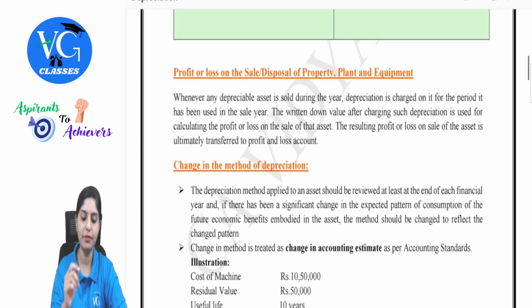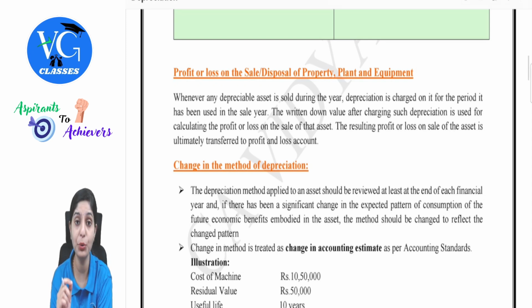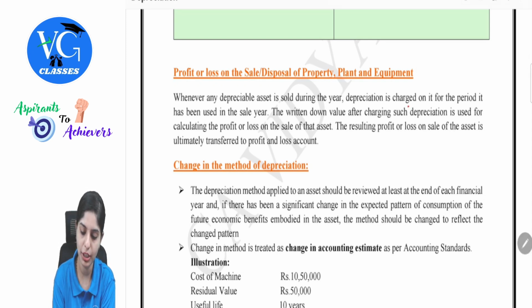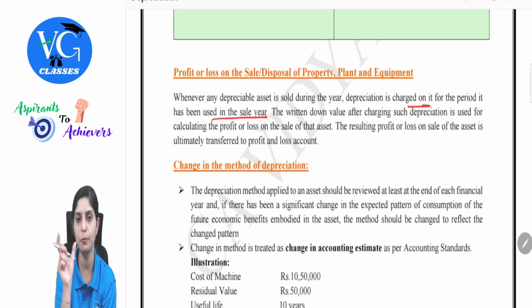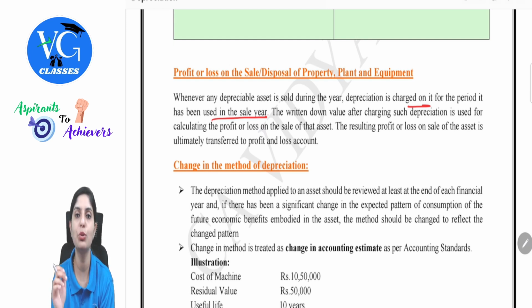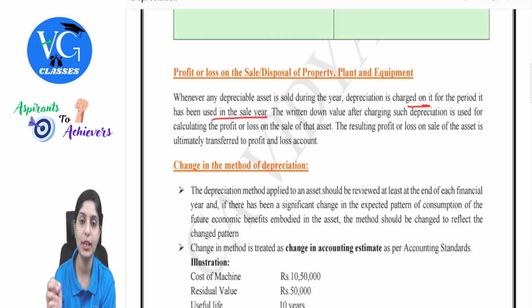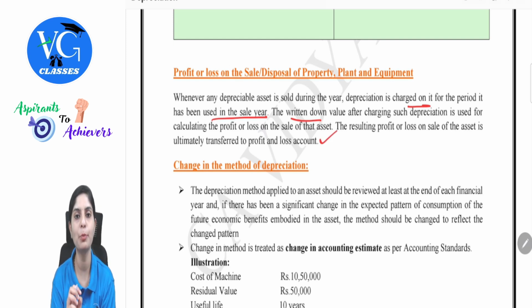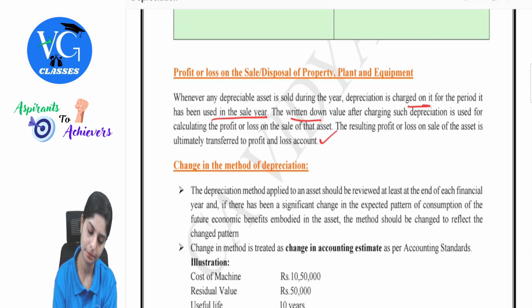So what does it say? Whenever any depreciable asset is sold during the year, depreciation is charged on it for the period it has been used in the sale year. So first you have to calculate the depreciation for the particular period it is still used in the business. The written down value after charging such depreciation is used for calculating the profit or loss on sale of that asset. So we will compare written down value with the sale value. The resulting profit or loss on sale of the asset is ultimately transferred to profit and loss account. So you'll understand all these pointers while we solve questions.